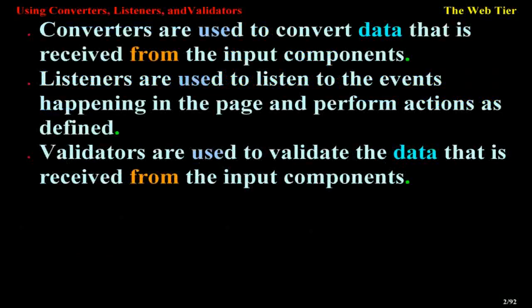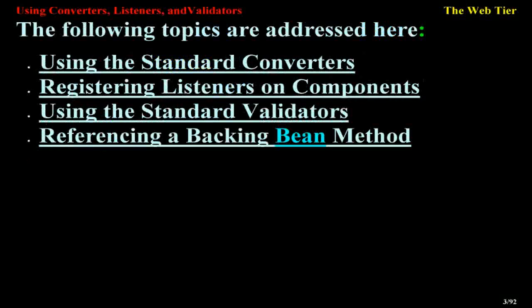Converters are used to convert data that is received from the input components. Listeners are used to listen to the events happening in the page and perform actions as defined. Validators are used to validate the data that is received from the input components. The following topics are addressed here: using the standard converters, registering listeners on components, using the standard validators, and referencing a backing bean method.